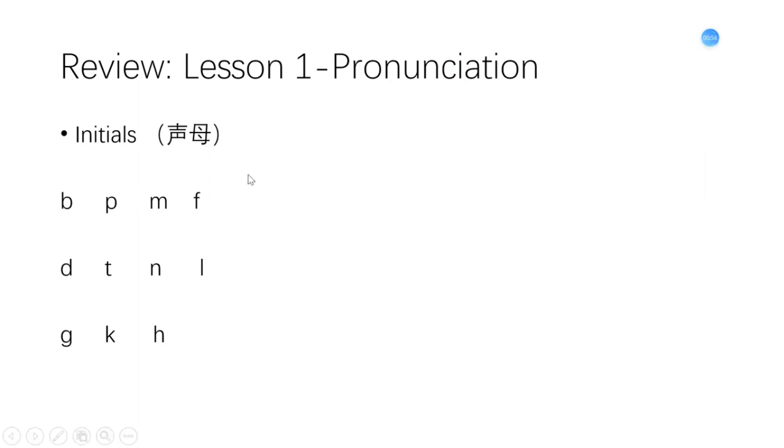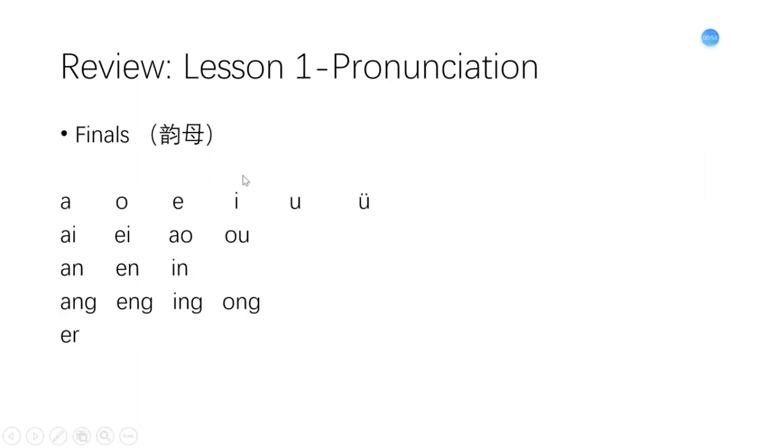And we got finals, right? We got finals here. So let's also read together quickly. A, wo, i, u, ü, I, a, ao, o, an, en, in, ang, eng, in, on.